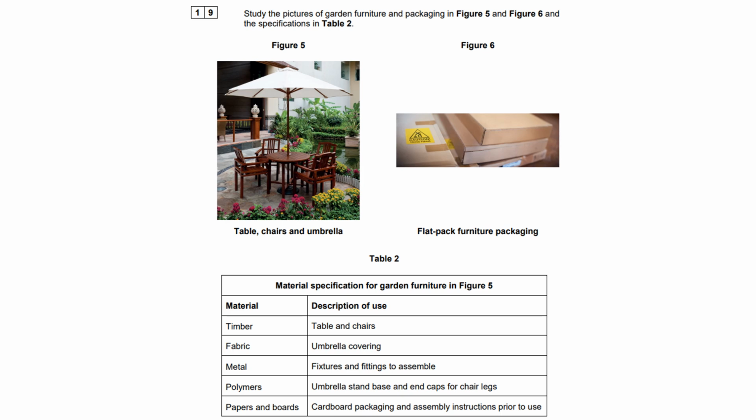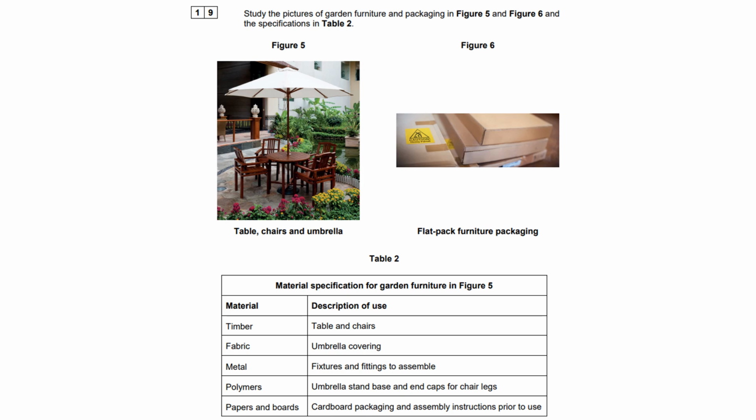This is what you saw in your PPE paper, and it was a nice product really because it involved textiles and wood. My guess is it won't involve textiles or wood this year. It might go back to plastics or metals. But the point is, it's always a real life product that you would have experience of. It will show you pictures and it will give you a specification. It will give you details about what that product is made of. And it will ask you questions.